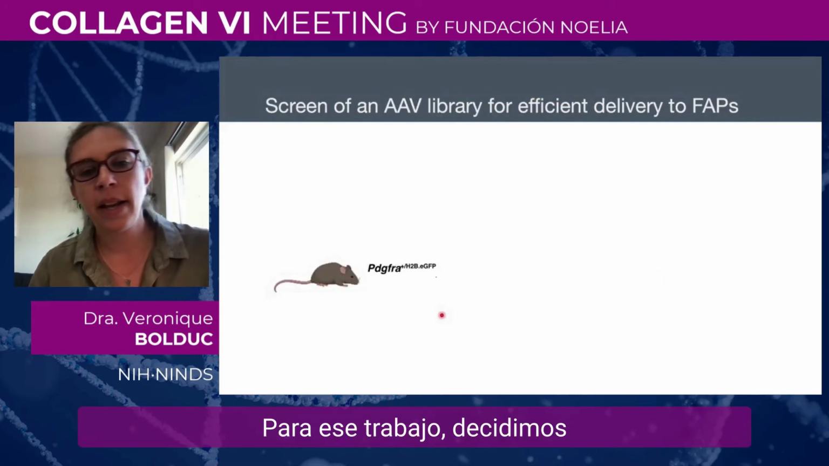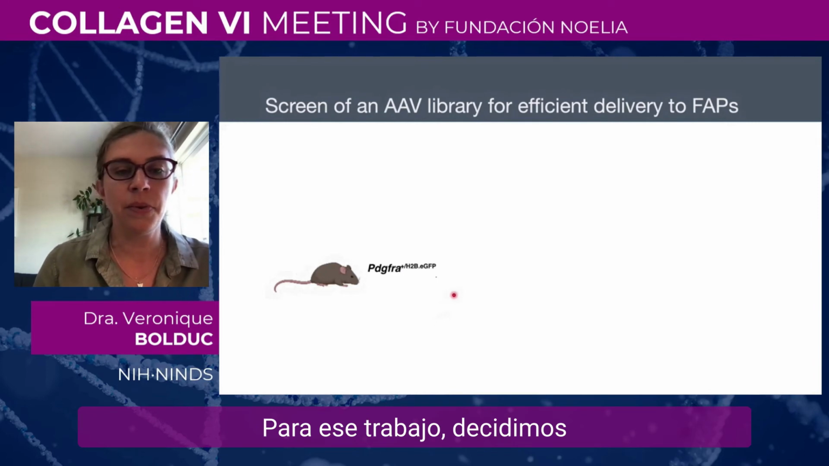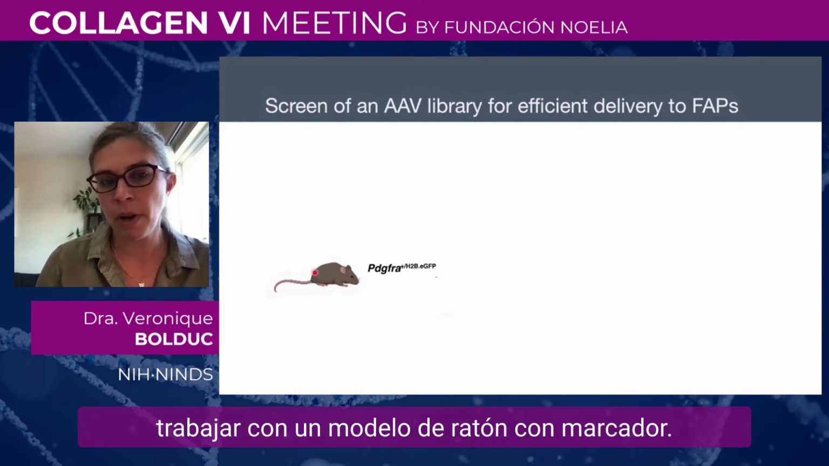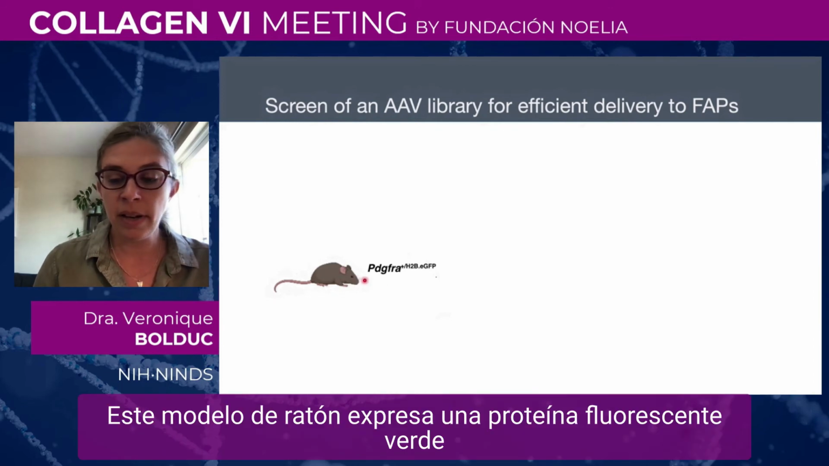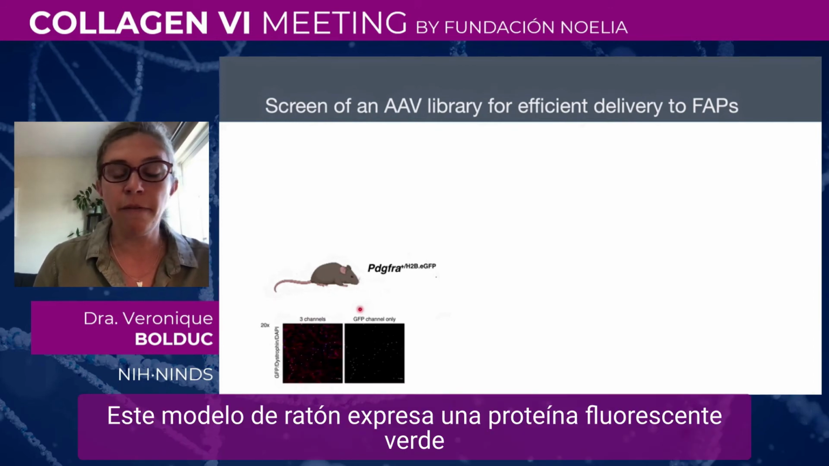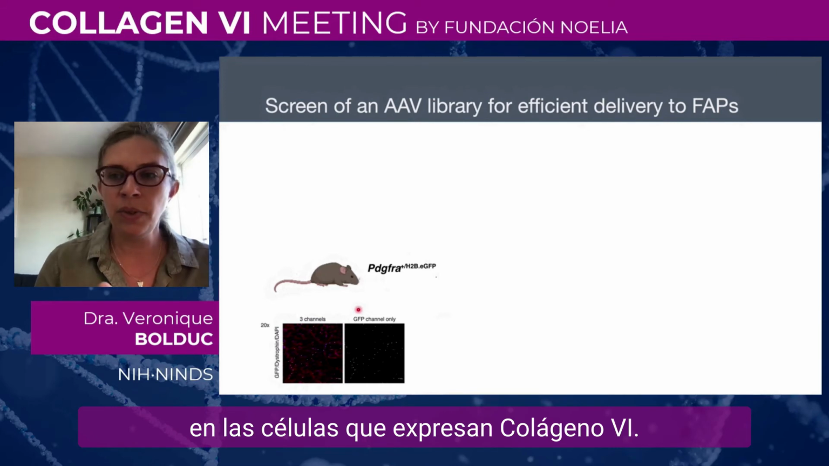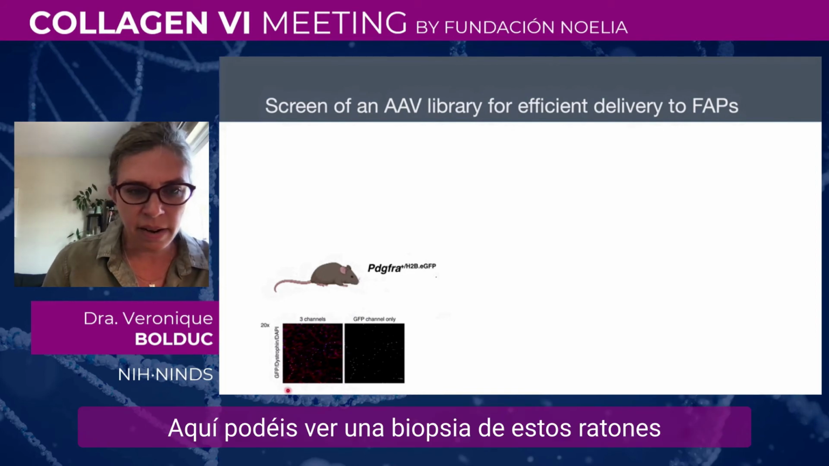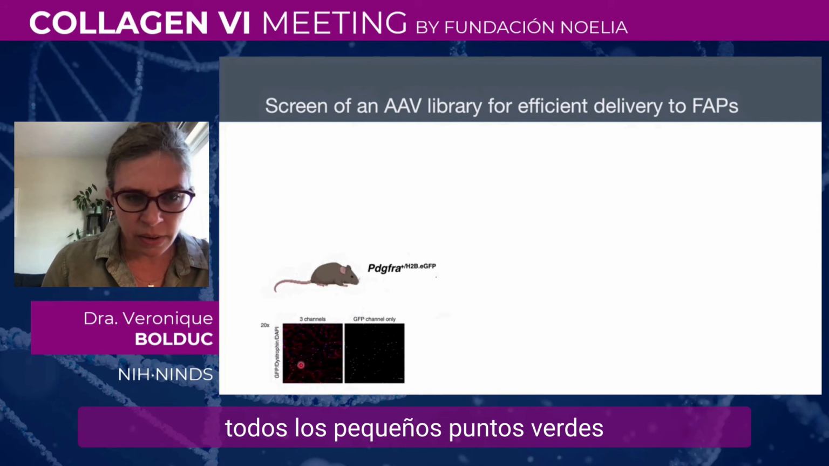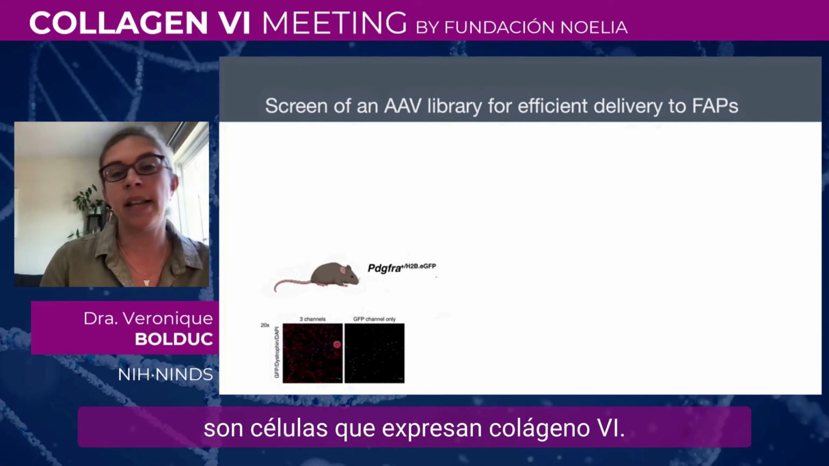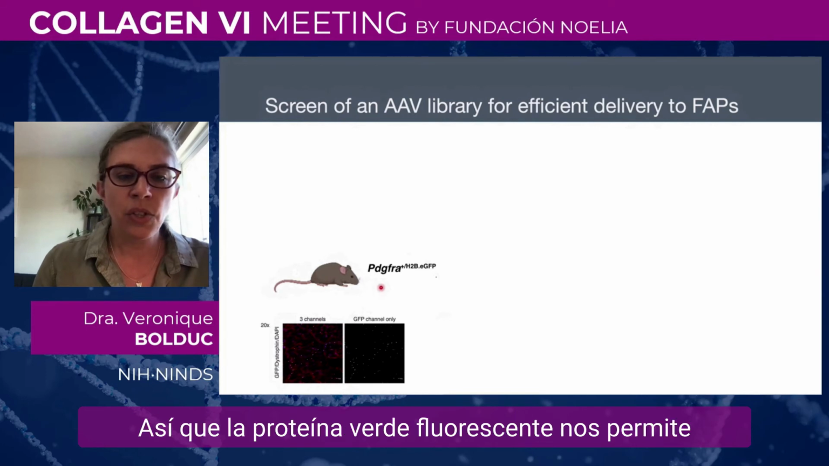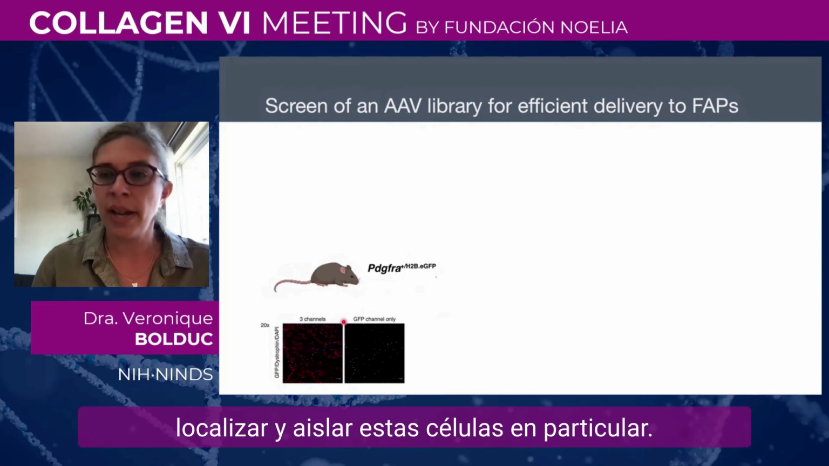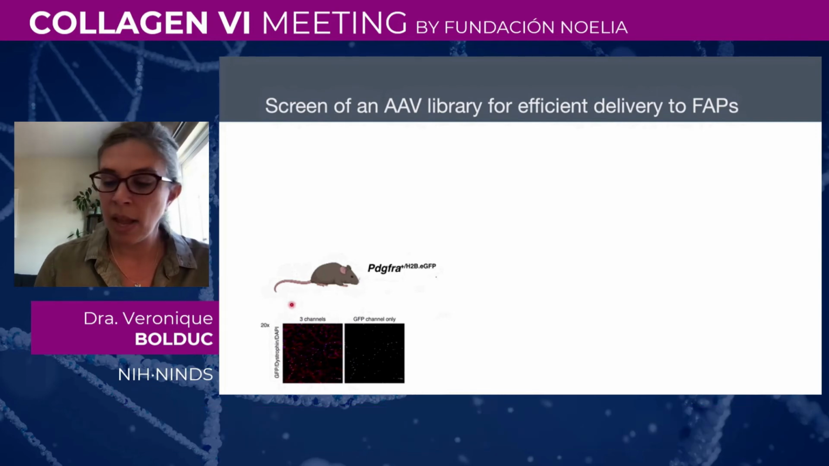So for that work, we decided to work with a reporter mouse model. This mouse model expresses a green fluorescent protein in the COL6 expressing cells. So if you can see here on a biopsy from these mice, all the little green dots here are cells that express collagen 6. So the green fluorescent protein allows us to locate and to isolate these cells in particular.